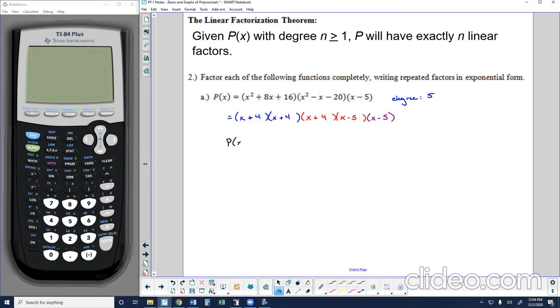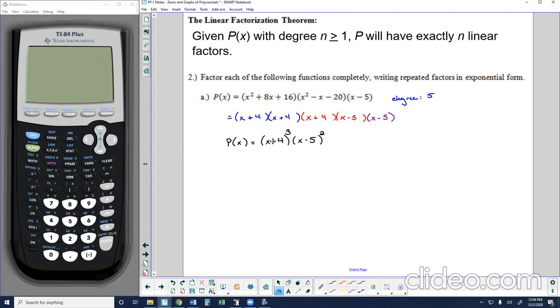So P of x has the factor x plus 4. How many times does x plus 4 show up? 3 times. So x plus 4 is being cubed. It also has the factor x minus 5. How many times is x minus 5 showing up? 2 times. So that quantity would be squared.